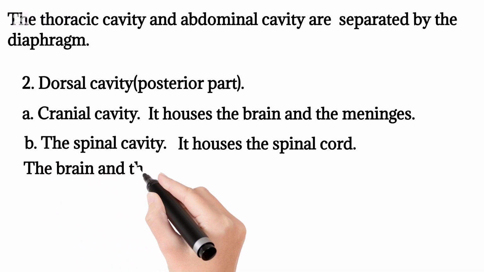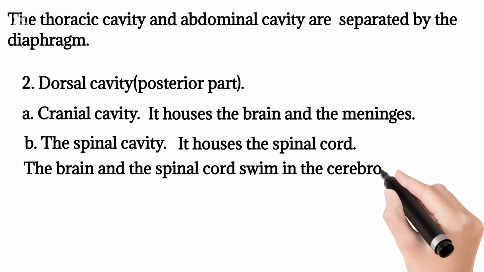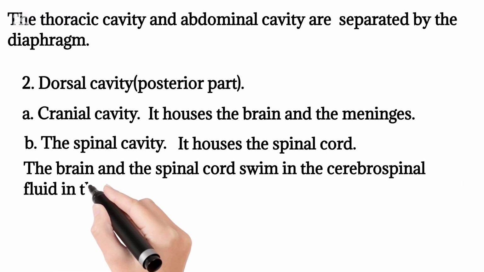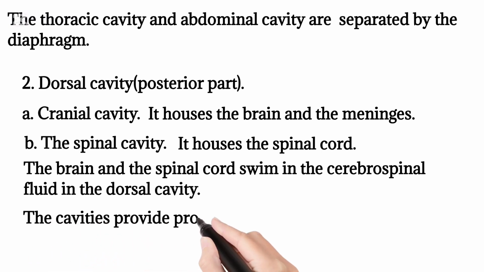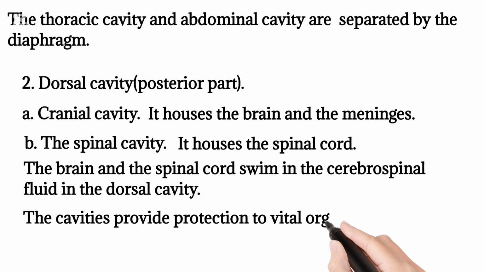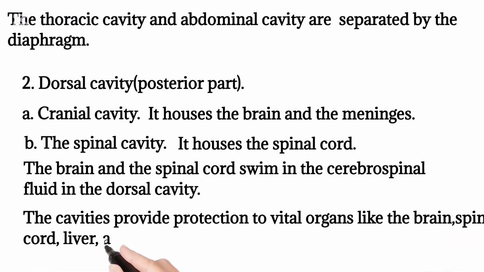The brain and the spinal cord swim in the cerebrospinal fluid, which acts as a cushion or shock absorber. The body cavities do not only house the vital organs, but also provide some kind of protection for these organs.